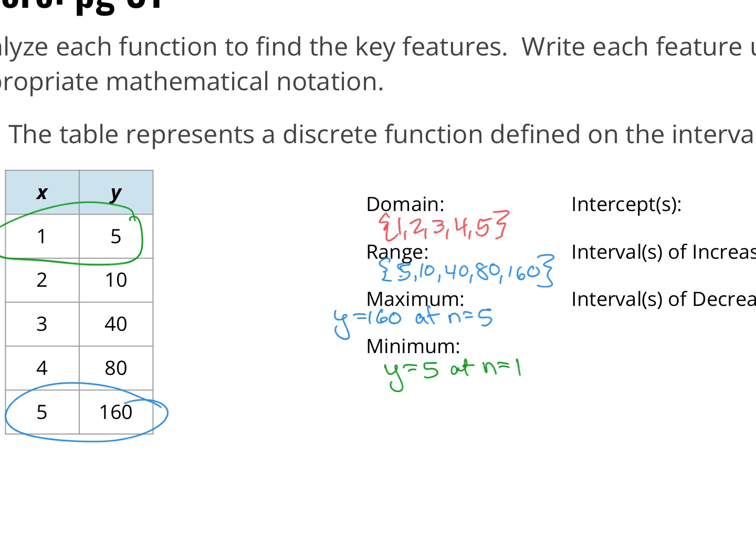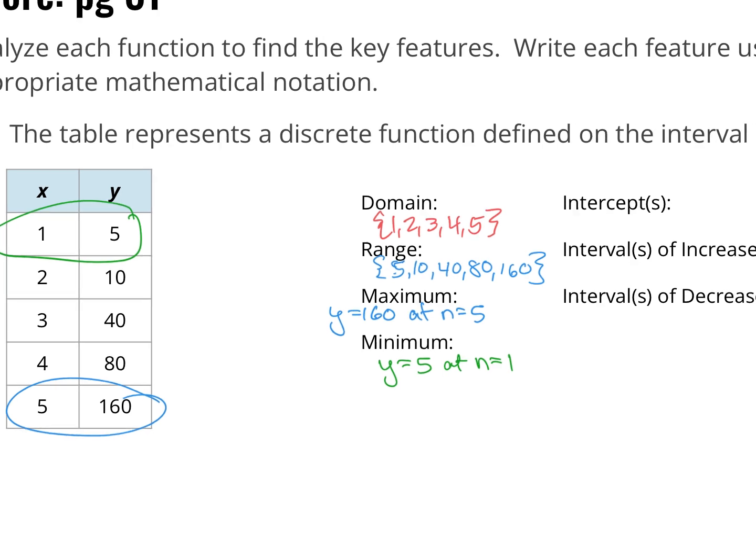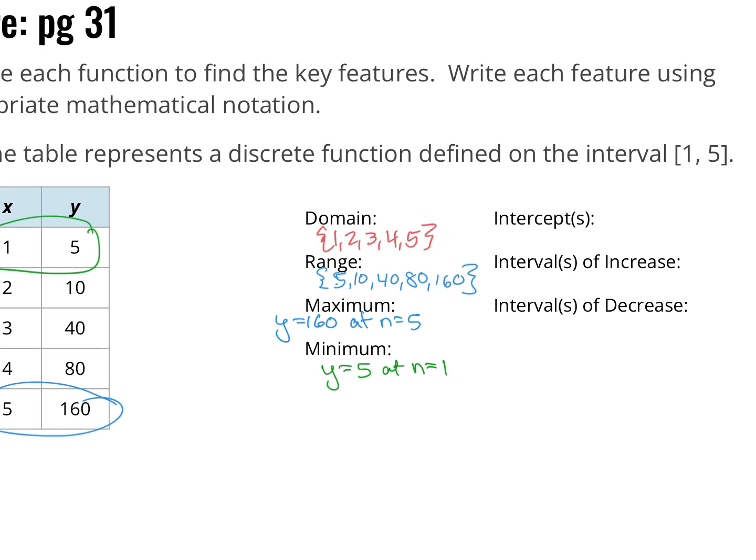Some other things we want to talk about: do we have intercepts? This is where the line crosses. The y-intercept is going to be like 0 comma something. The x-intercept is something comma 0. Do we have any on here? No, there's none.